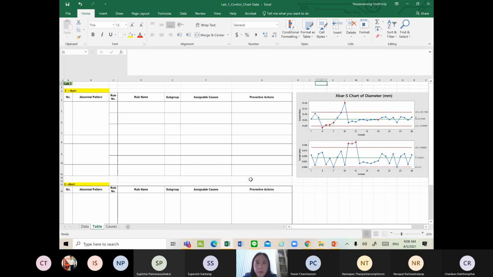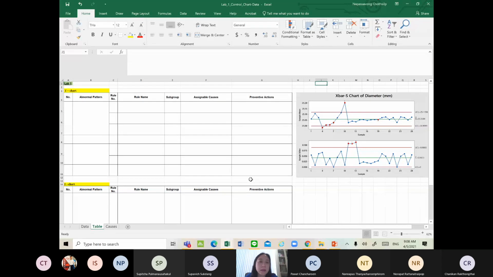But if somebody has Minitab software, you can follow Pimai to use the software to generate the charts. Pimai, could you please help? Generate the chart after I tell you to do so.